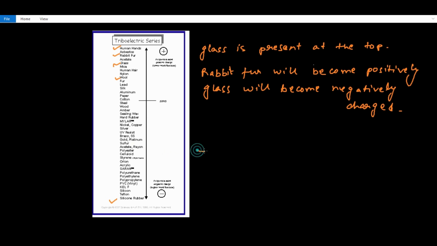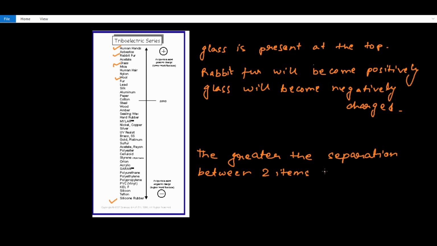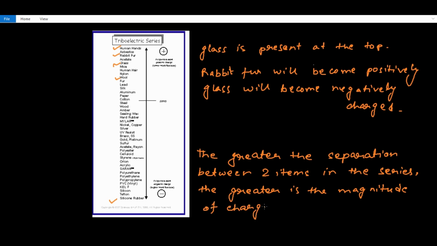So let me write it down. The greater the separation between two items in the triboelectric series, the greater is the magnitude of charge on either body.